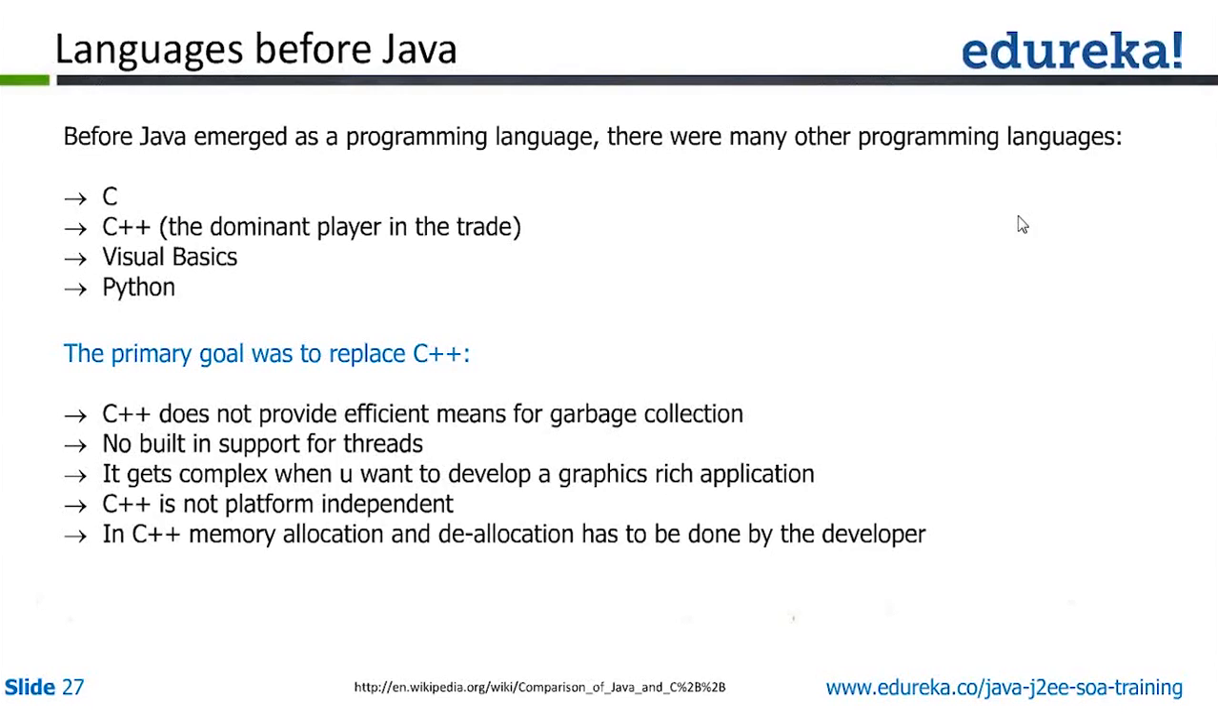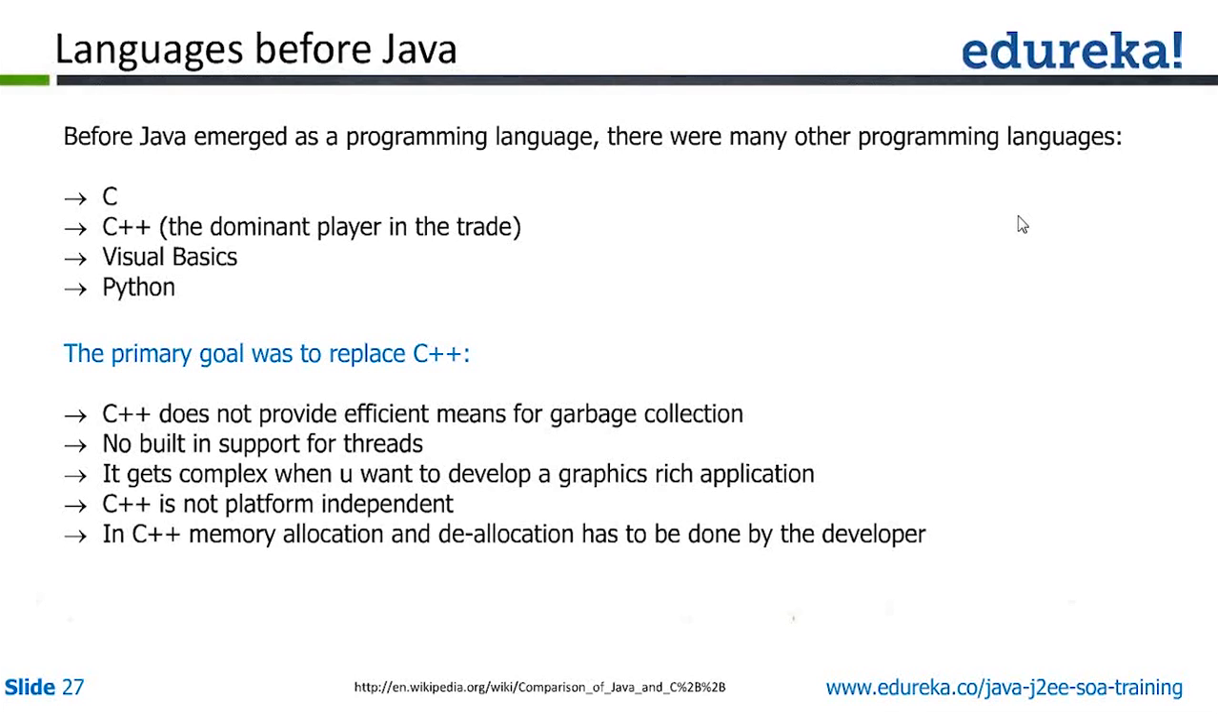So let's start our discussions on Java by trying to see exactly what the problem was that Java was trying to solve. At the time Java emerged, there was C, C++, Visual Basic, and Python. C and C++ was, and is still, pretty big on the market.